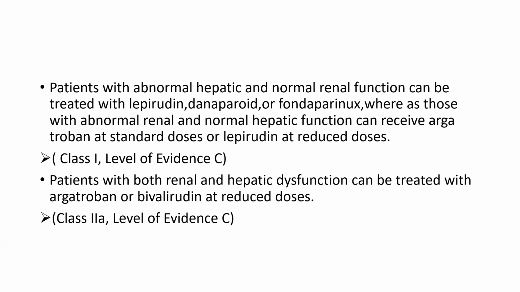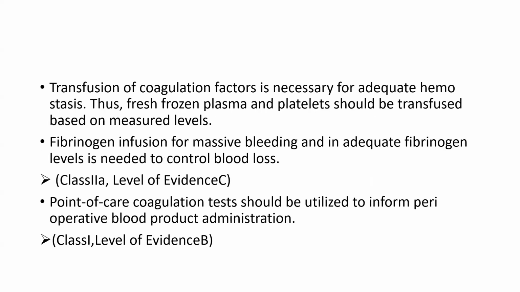Patients with abnormal hepatic and normal renal function can be treated with lepirudin, danaparoid, or fondaparinux, whereas those with abnormal renal and normal hepatic function can receive argatroban at a standard dose or lepirudin at a reduced dose. This statement has class of recommendation 1, level of evidence C. Patients with both renal and hepatic dysfunction can be treated with argatroban and bivalirudin at reduced doses.